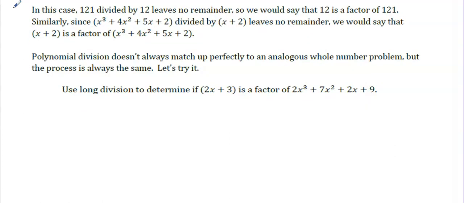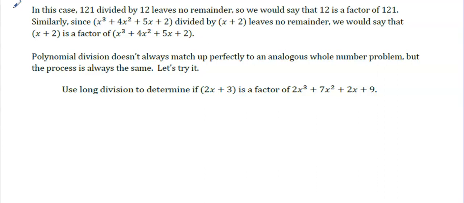In this case, 1,452 divided by 12 leaves no remainder, so we would say that 12 is a factor of 1,452. Similarly, since x cubed plus 4x squared plus 5x plus 2 divided by x plus 2 leaves no remainder, we would say x plus 2 is a factor of x cubed plus 4x squared plus 5x plus 2.